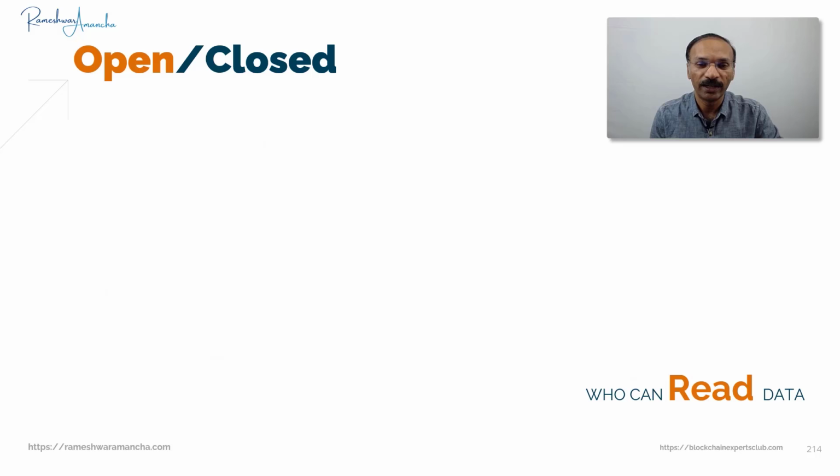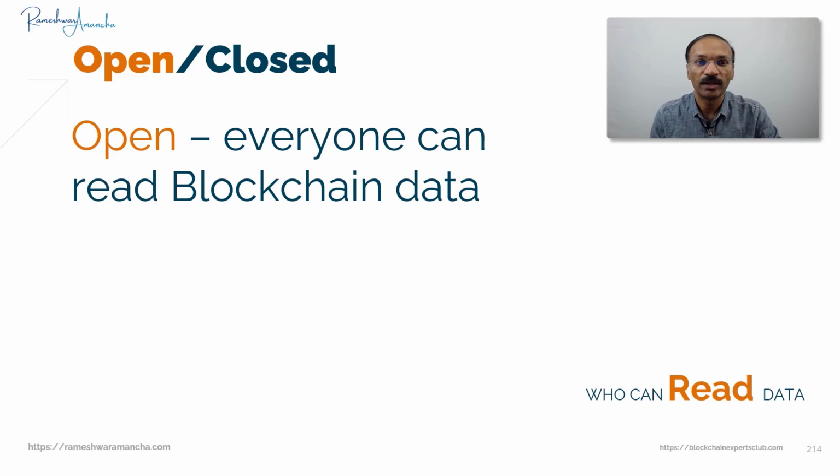And coming to open and closed, it depends on who can read the data. In the case of public and private, it's based on the write, and in the case of open and closed, it's based on who can read the data. In the case of public or open, anybody or everybody can read the blockchain data. So if it says public open, anybody can write the data and anybody can read the data. That becomes public open. I'm just combining the previous two words and these two words so that you have clarity on different types of blockchain network: public, private, open, and closed.